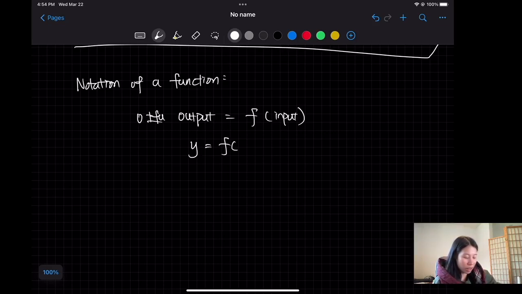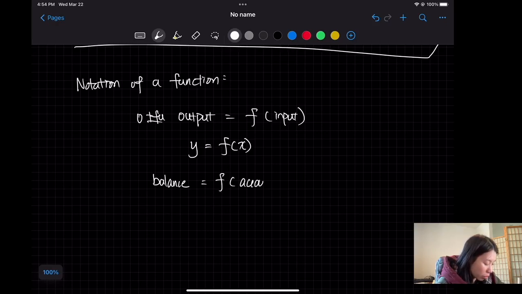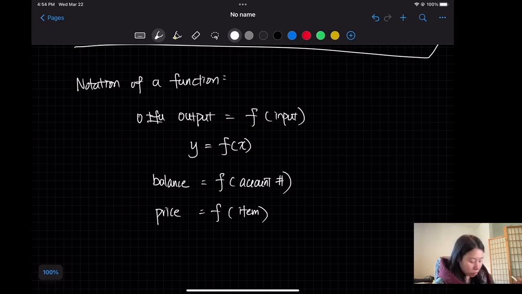So I would say Y is a function of X. In our early example, the balance is a function of our account number, right? And the earlier example is the price is a function of the item that we order. So this is one way to express a function.